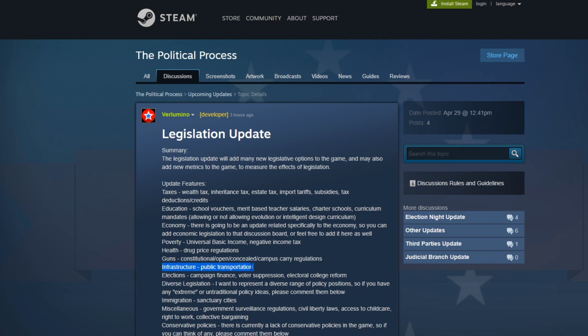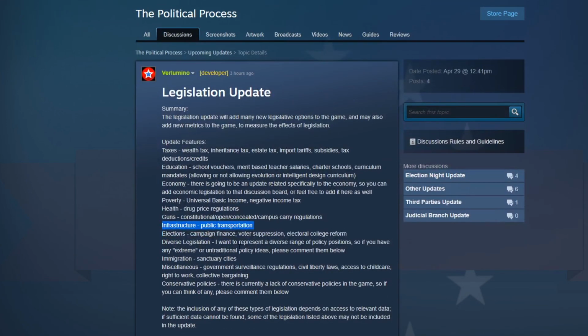Infrastructure, we have public transportation, which is actually an idea of mine that I'll go into in a minute. Elections, we have campaign finance laws, voter suppression laws, and electoral college reform, possibly even a proportional electoral college system, though I don't think that's in there right now. Diverse legislation, he wants to represent a diverse range of policy positions, so if you have any extreme or untraditional policy ideas, please comment them below.